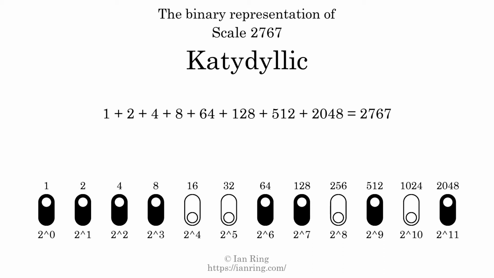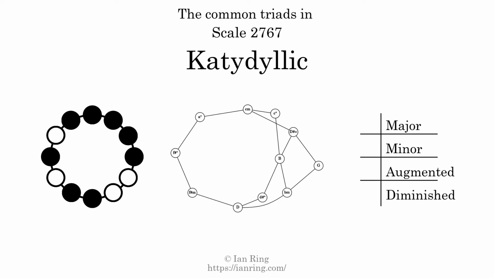2767. The scale number not only enumerates the scale with a unique index, but it also literally describes the tonal content of the scale. Represented as a binary number in base 2, the scale number is 101011001111. Here are the common triads present in this scale.